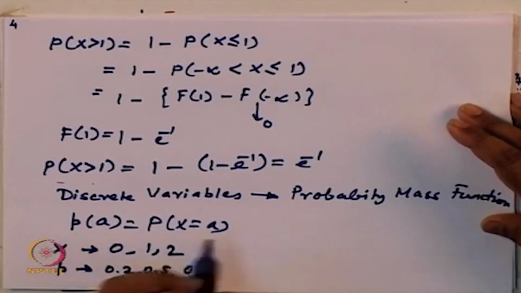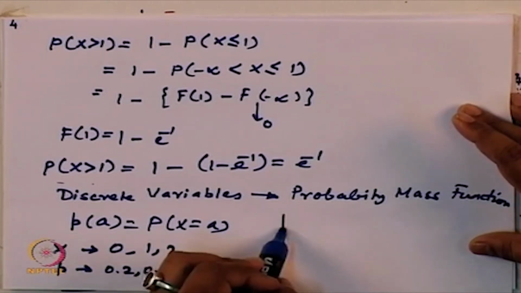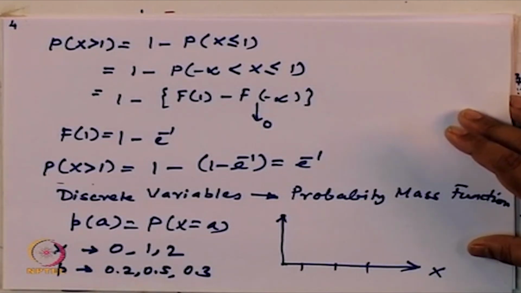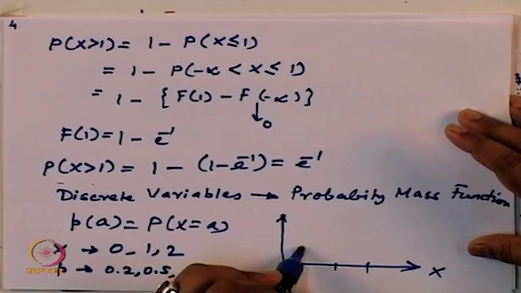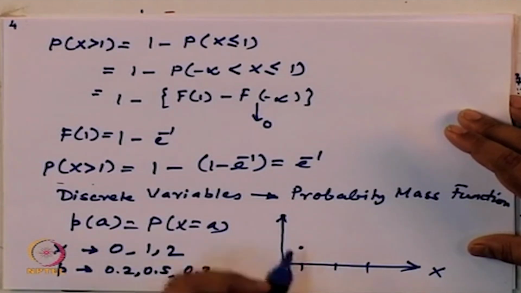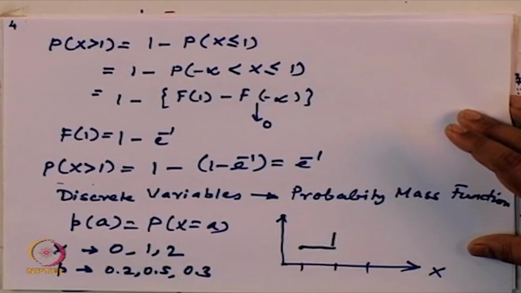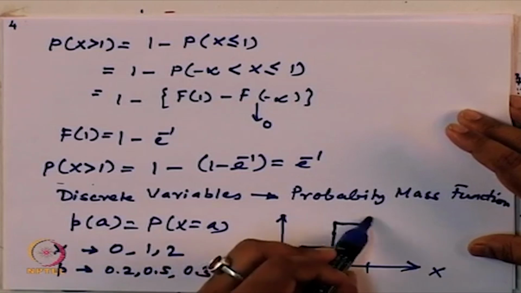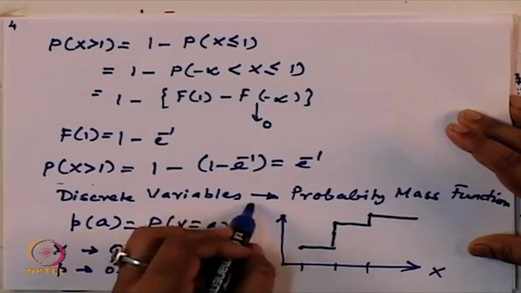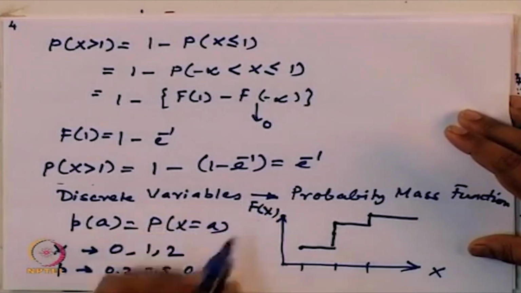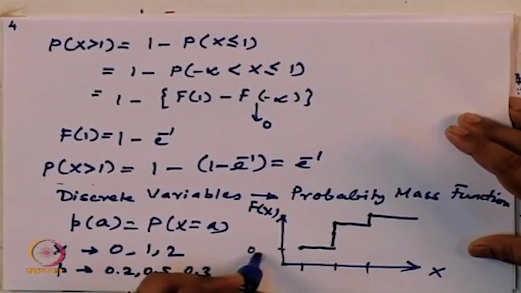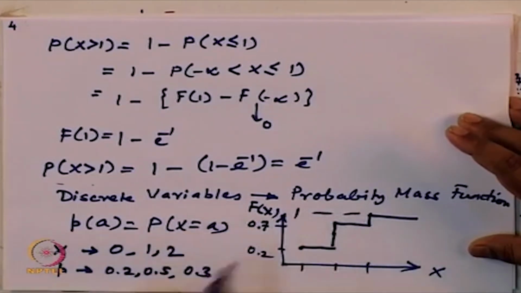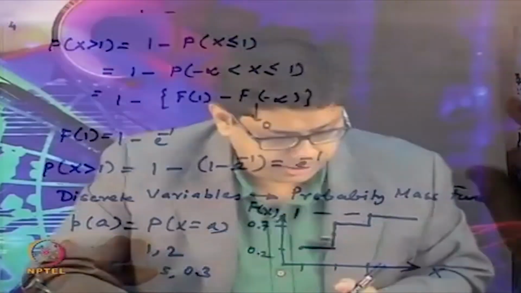From here I can compute the cumulative distribution function. The cumulative distribution function, so you have x. So, this value is equal to 0.2, this value is equal to 0.5. So, you have 0.7 here, and from here you have the value of 1. So, this is how your f of x will look like. This value is 0.2, this value is 0.7, and this value is 1.